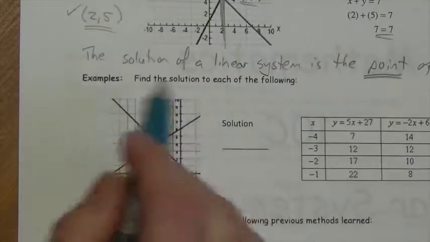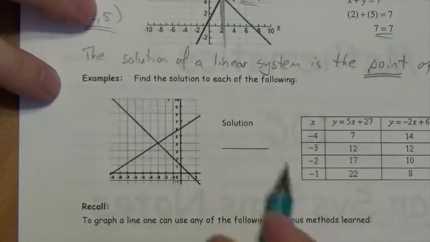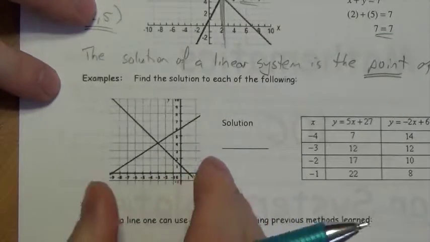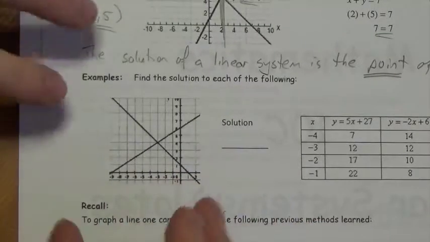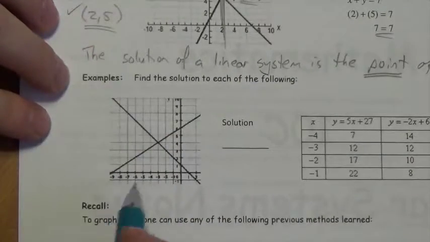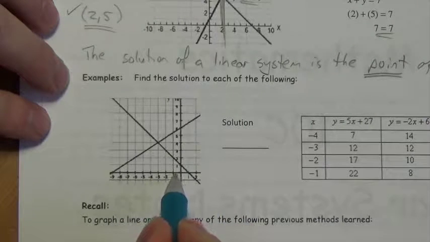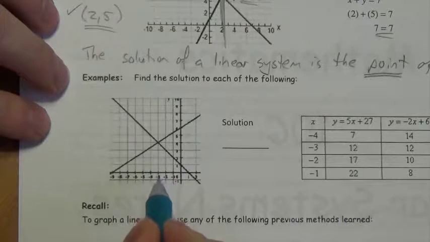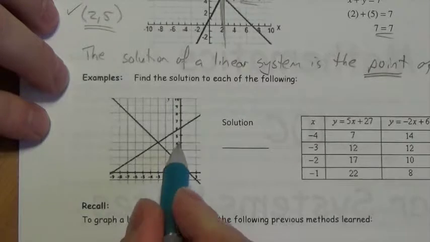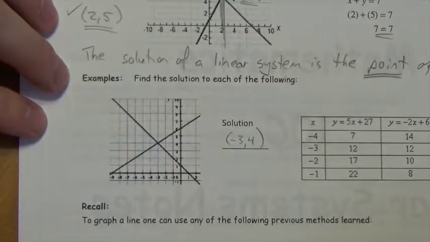All right, now let's have a quick look at just a couple of examples here. Find the solution to each of the following. Well, here's my system of equations. Essentially, they're just pushing you without even knowing what the equations are, just looking at it graphically. What I'm looking for here are the coordinates of that point of intersection. And what I see here is I come back 1, 2, 3. It looks like -3, and then 1, 2, 3, 4. So the solution is the point (-3, 4).